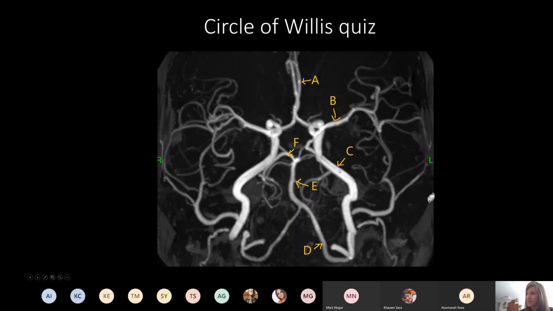So internal carotid artery comes in here. Yes, the anterior cerebral artery. Yeah, anterior cerebral artery is an A. What is B? Middle cerebral artery. Yes, correct. The middle cerebral artery. And then D, what is D?